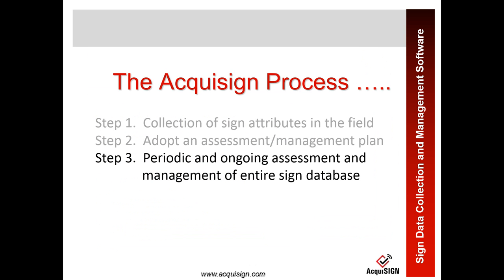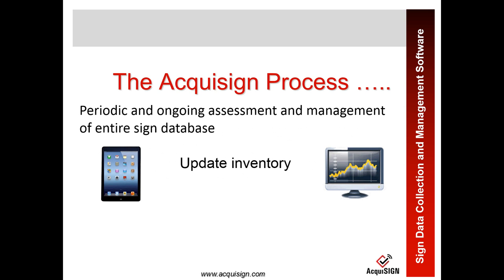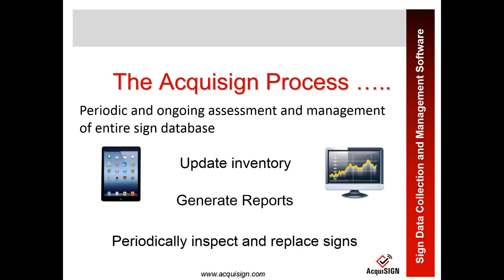The third step in the AcquiSIGN process is a periodic and ongoing assessment and management of the entire road sign database. With AcquiSIGN using the iPad or a laptop computer with internet access, a user can generate, update inventory, generate reports, and periodically inspect and replace signs.